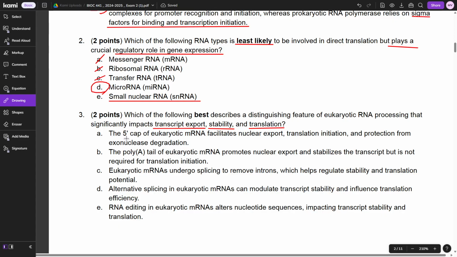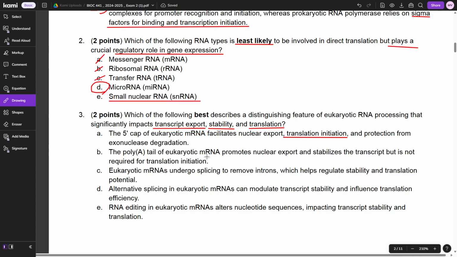So, 5' cap facilitates nuclear export. That's true. It does help with translation initiation. This is also very true. And protection from exonuclease degradation. Also true, because it's got that weird reverse cap. The guanosine is reversely attached, if you remember right. It's like a 5' to 5' linkage, right? So that helps with exonuclease degradation prevention.